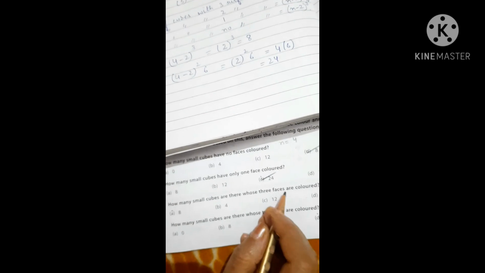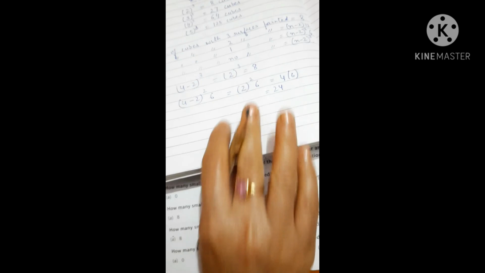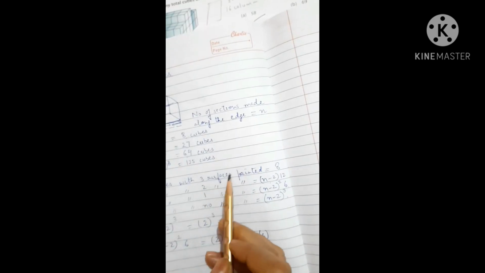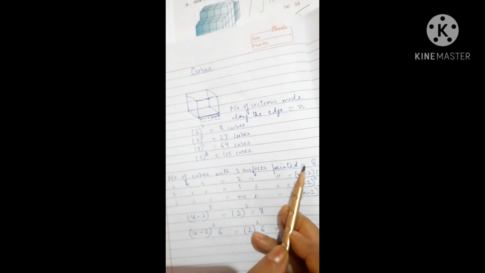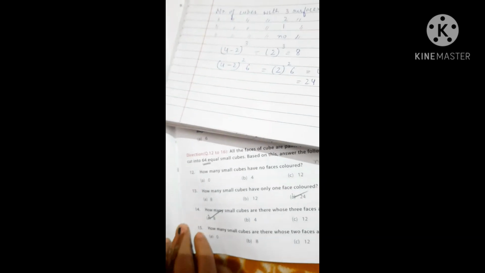Next is, how many small cubes are there whose 3 faces are colored? For 3 faces, you know the answer. Answer is always 8. I told you, whenever your 3 surfaces are painted, answer is always 8. So just for this question, you'll tick the answer 8. Right? Moving on to the last one.